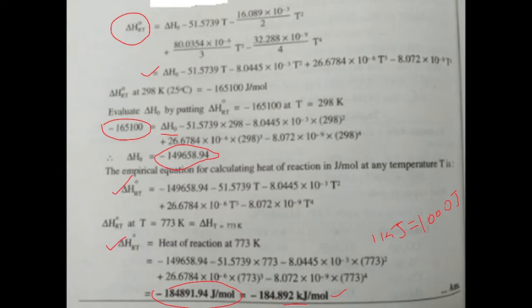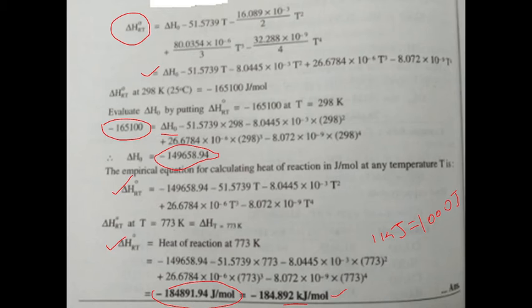After substituting delta A, delta B, delta C, delta D, we predict the standard heat of reaction at any temperature T. Delta H R naught T is equal to delta H naught minus 51.5739 T minus 8.0445 into 10 to the power of minus 3 T squared plus 26.6784 into 10 to the power of minus 6 T cube minus 8.072 into 10 to the power of minus 9 T power 4. Are you clear on that? Okay.